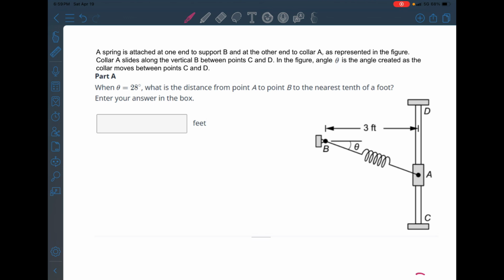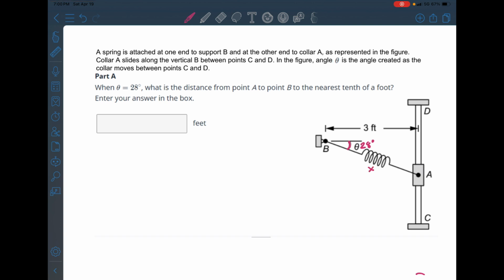In this question, we have a spring that is attached on one end to A and one end to B. So here's our spring. And it says that A is a collar and it slides from C to D. So it's going to stretch or compress this spring as it slides. And then we have angle theta here. It says when theta is 28 degrees, so if this was 28 degrees, what would be this distance?